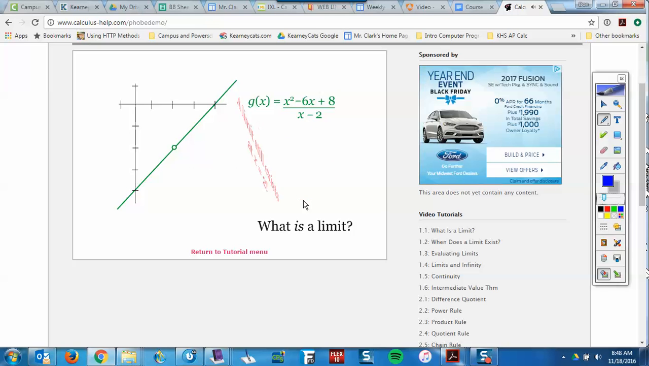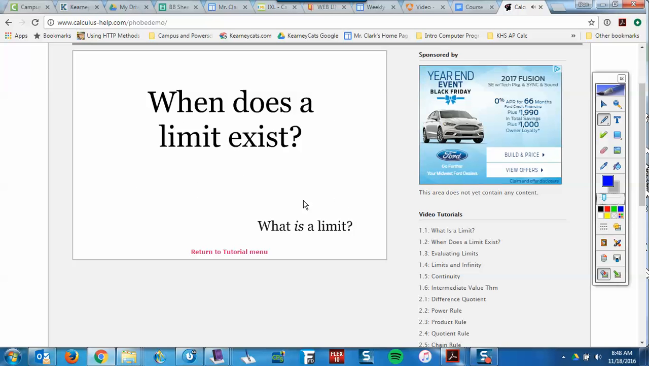However, though this graph has a hole in it, it still possesses a limit when x equals 2. Clearly, the graph intends to reach a height of -2 when x equals 2. Even though that graph doesn't actually reach that height, it doesn't matter. The limit still exists, and we can say that the limit as x approaches 2 of g of x is equal to -2. This begs the question, when exactly does the limit exist?